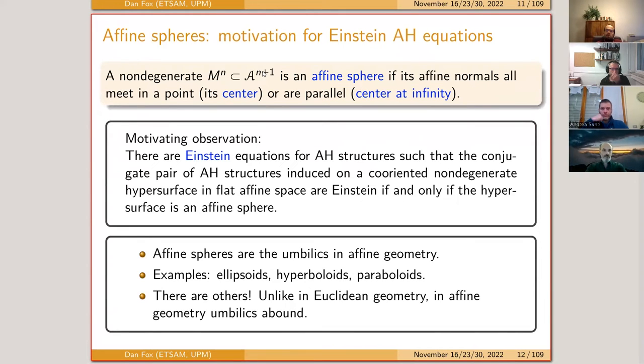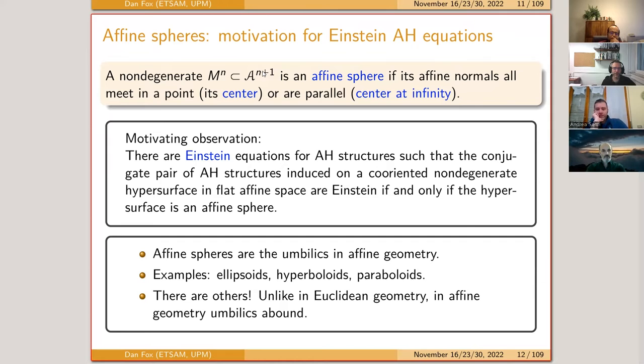And the special class of hypersurfaces that occur in affine geometry are affine spheres. So these are the umbilic objects in affine geometry. And one says that a hypersurface is an affine sphere if its affine normals all meet in a point, which is called its center, or all parallel, in which case it's called the center at infinity. The basic examples are ellipsoids, hyperboloids, and paraboloids. Paraboloids would be the case where the affine normals are all parallel. Ellipsoids would be the case where the center of an ellipsoid is its center as an affine sphere. And a hyperboloid of two sheets, the standard one, is asymptotic to the light cone, and the vertex of that light cone is the center of it viewed as an affine sphere. So all the affine normals meet in that point.